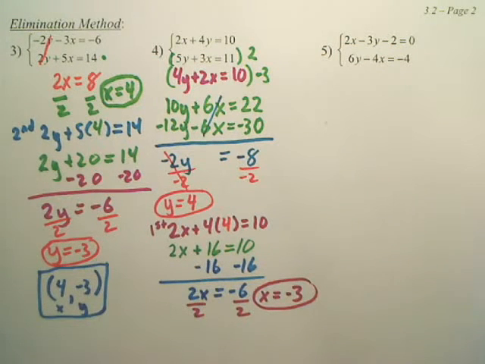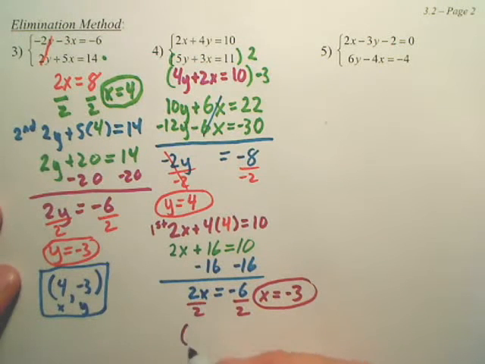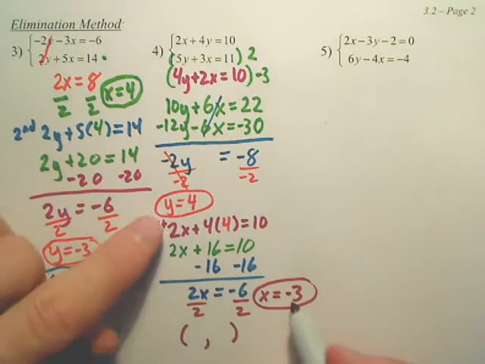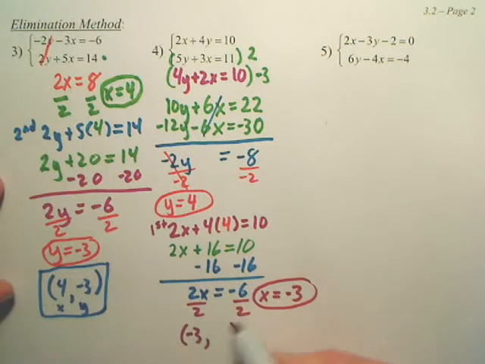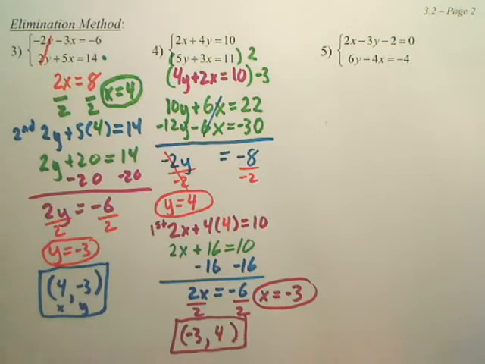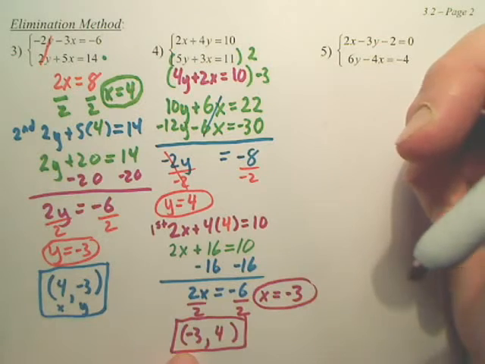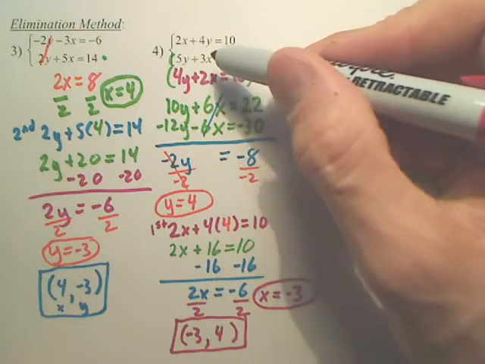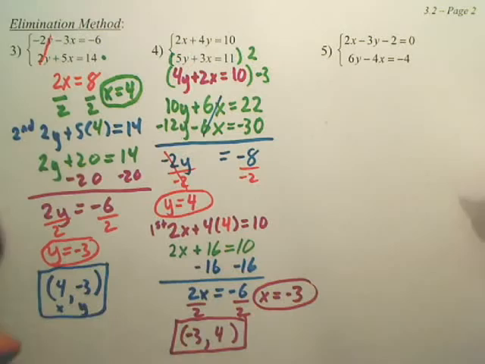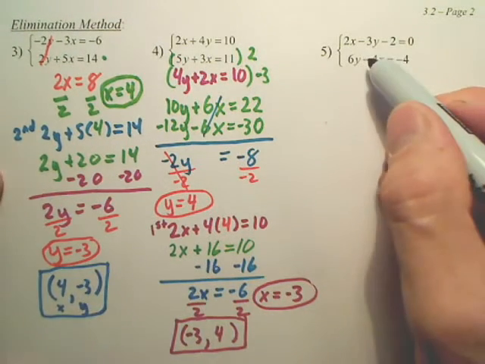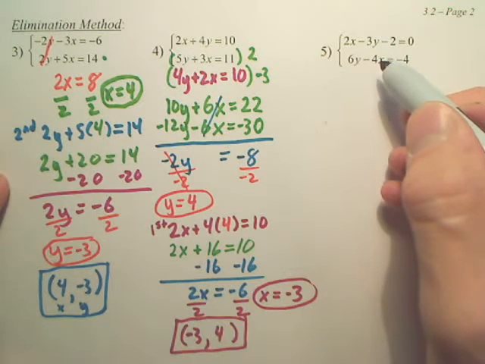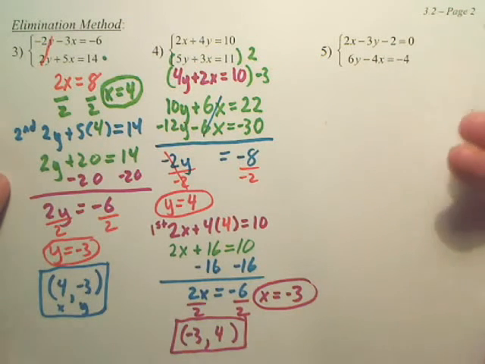So that's not my final answer. My final answer is a coordinate. Which one's first? Negative 3 is x and 4 is y. That's the coordinate where these two cross. These take a little bit more work when you have to multiply. This one is really slick and easy. Number 5. It's not very pretty, but we can rearrange it.